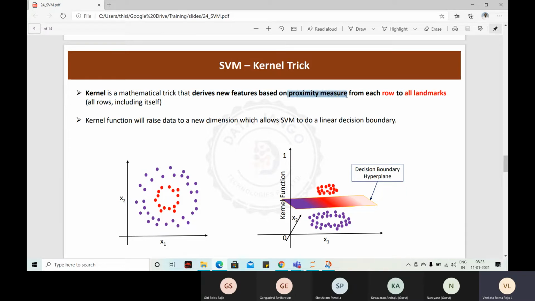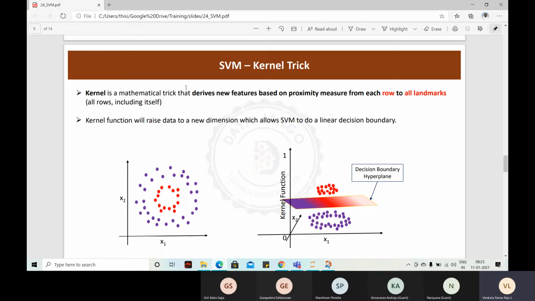Proximity measure. What is proximity measure in English? How close it is, right? For each row. Till here you are clear, right? Row you know, in the data. All landmarks you don't know. Landmarks are nothing but all rows. So same data. If you take the first row, you take the distance between the first row and second row, first row and third row, first row and mth row.